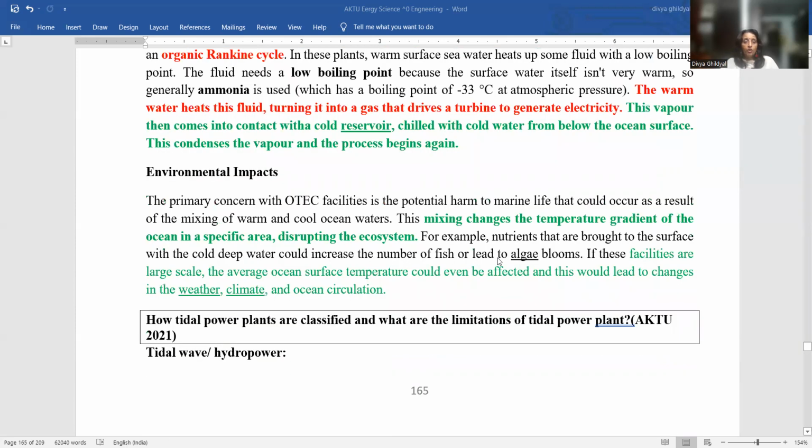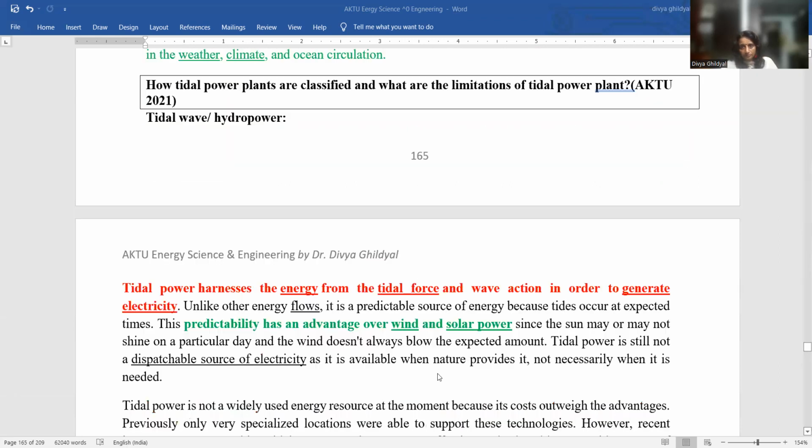Environmental impact of OTEC is that it is nature dependent. That means, like the day it is cold or a thunderstorm is there and the upper portion of the ocean has not heated up, then it is not going to work. It depends upon weather and climatic changes.